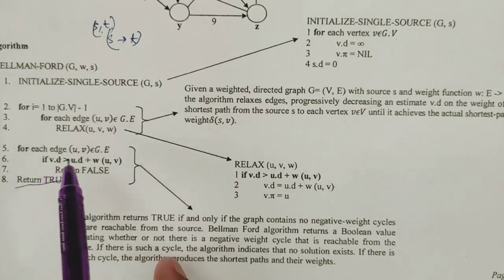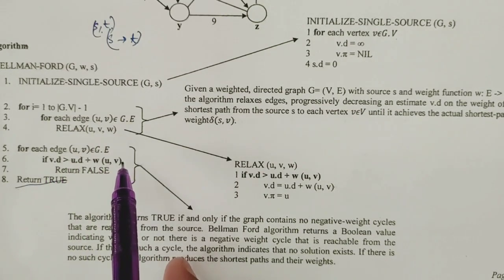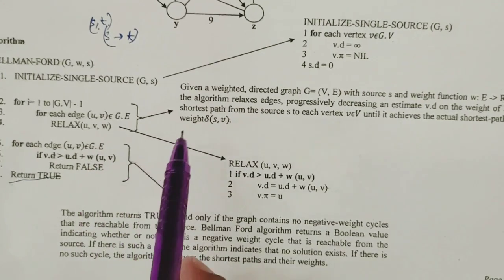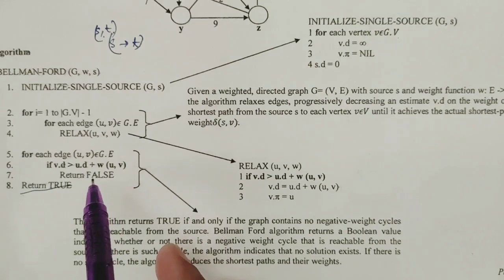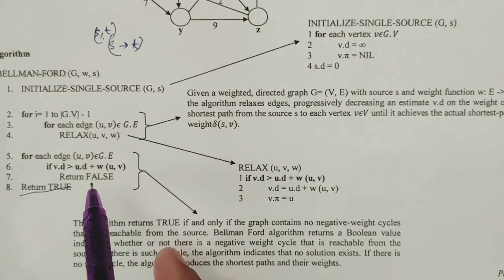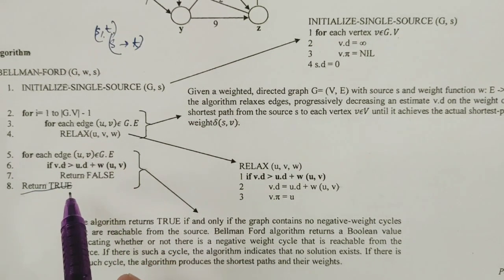That means if this relationship, or this checking, is found false for all edges after all iterations are done, there is no chance of returning false from this block. So finally we can return true. That proves that the graph does not have any negative weight cycle reachable from the source. If there is no such cycle, the algorithm produces the shortest paths and their weights.